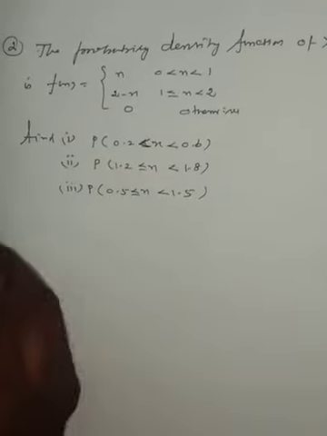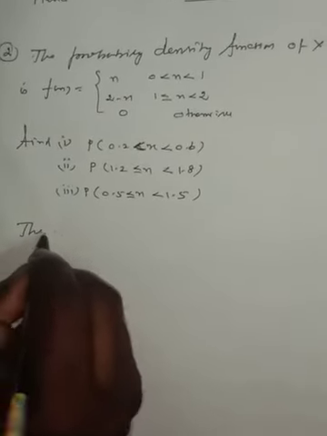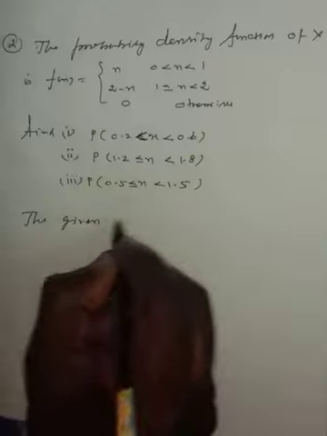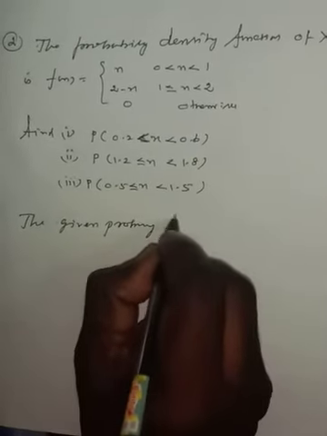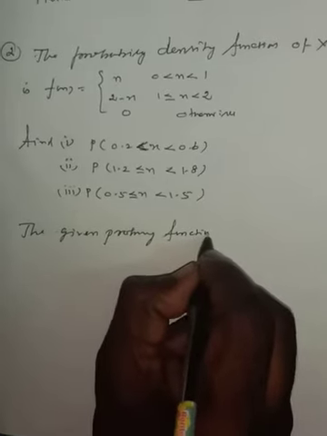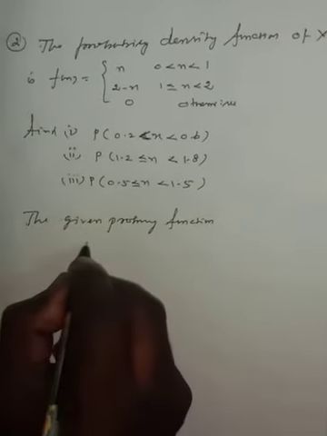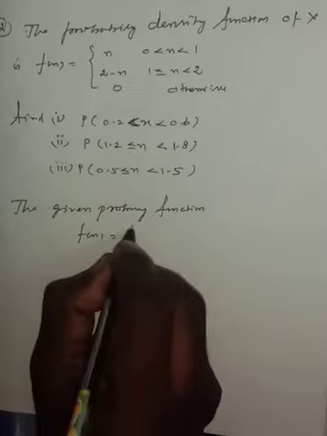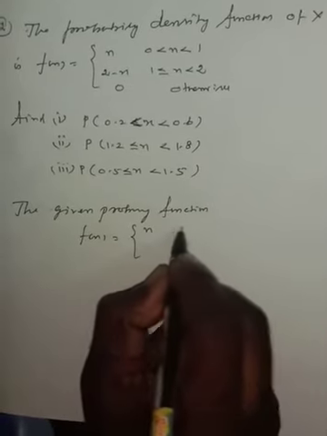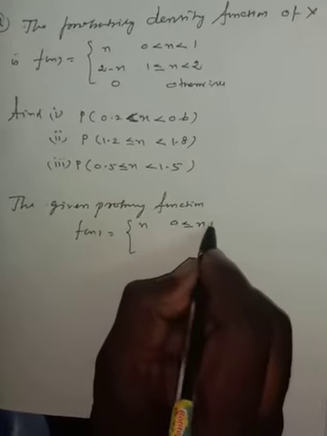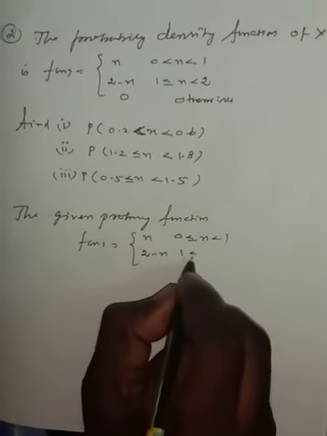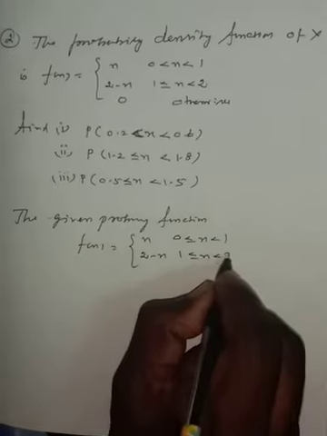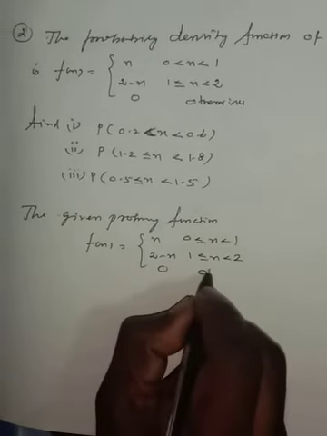First, given f of x is the given probability density function: f of x is equal to x for 0 less than or equal to x less than 1, 2 minus x for 1 less than or equal to x less than 2, and 0 otherwise.